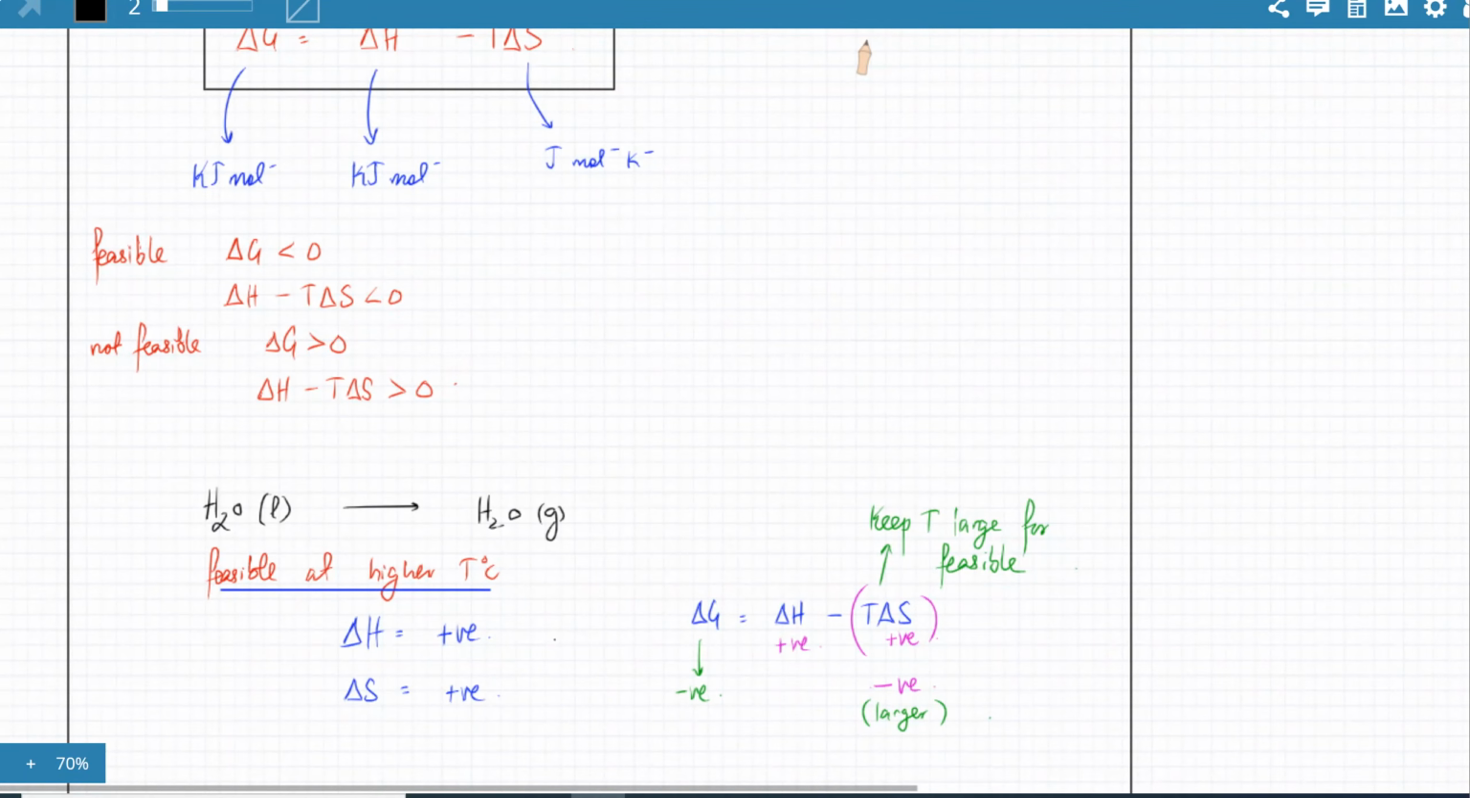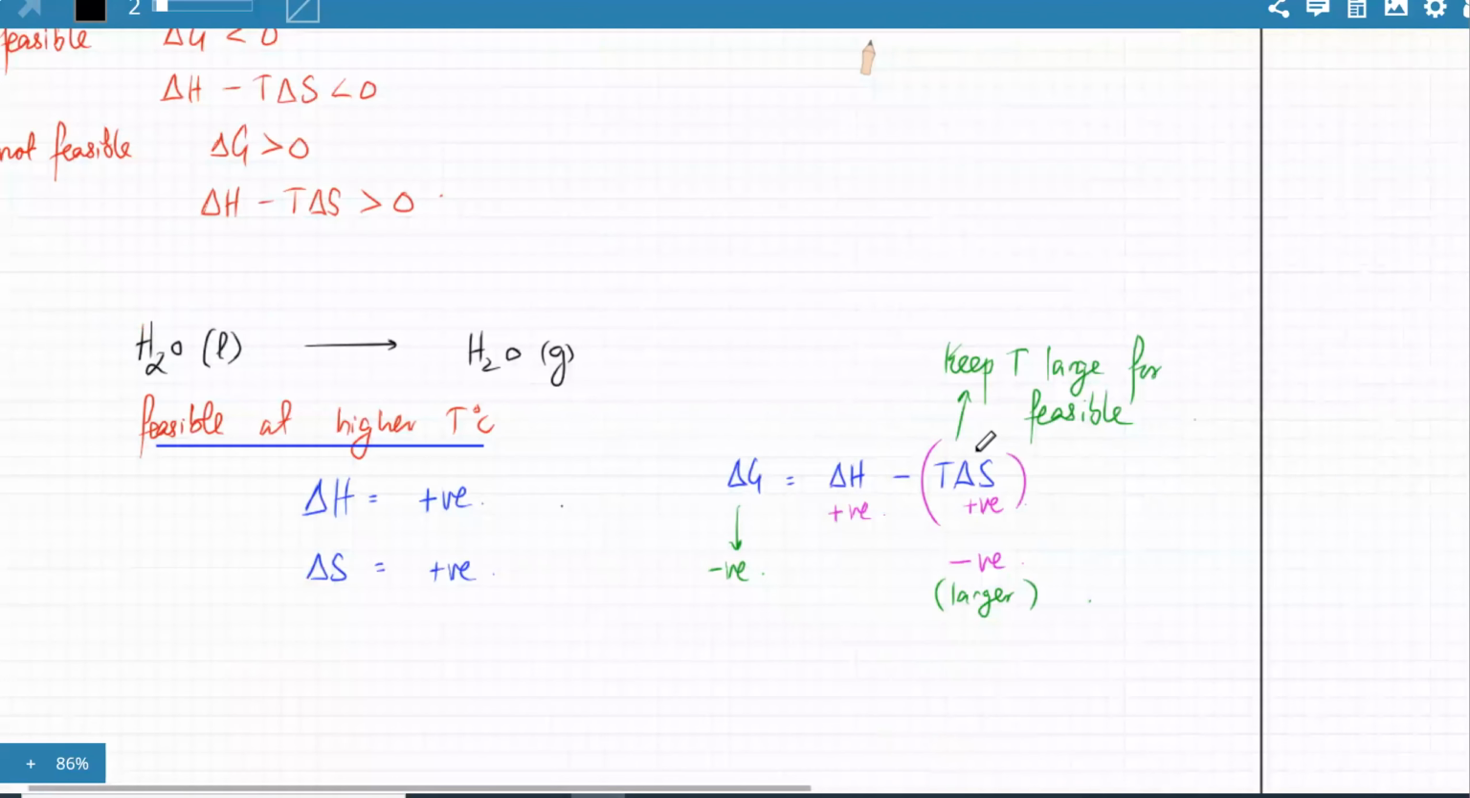Sir, for delta G, does it depend only on delta H? On both things. Because temperature cannot be negative, right? Yeah, temperature is in Kelvin, so it can't be negative. But delta S could have a different sign. So this thing could be positive or negative, and this thing could also be positive or negative. So it depends on both.